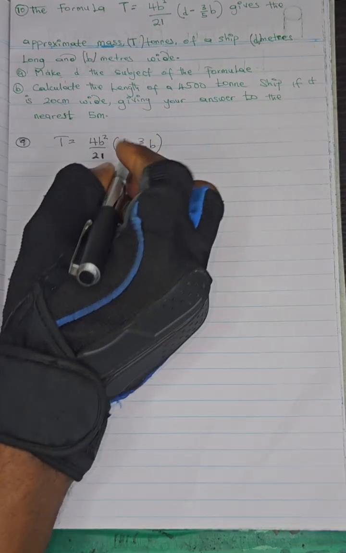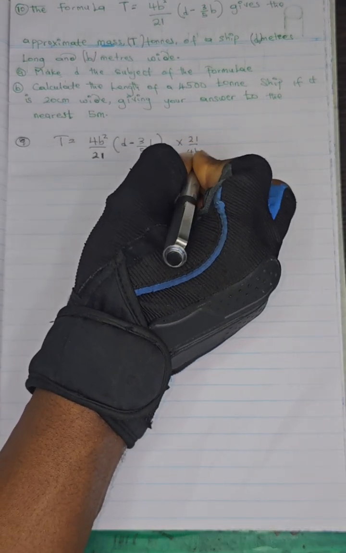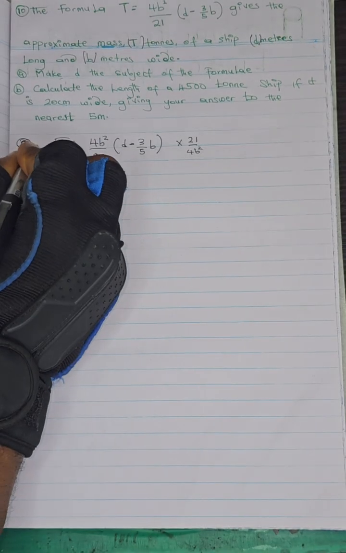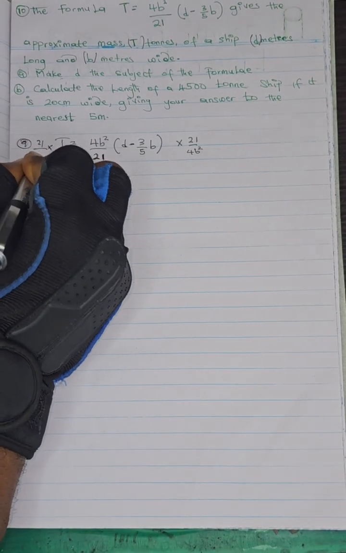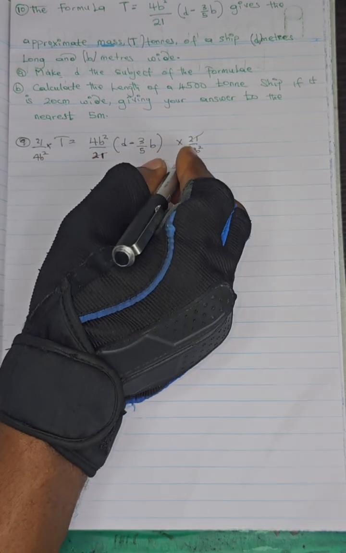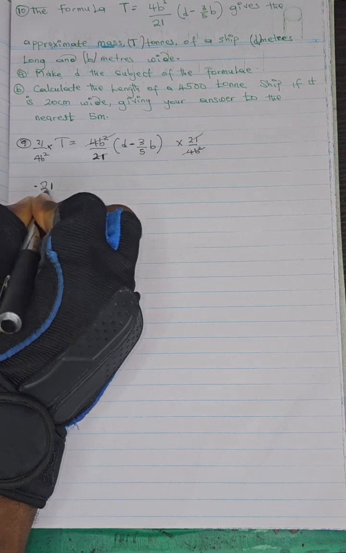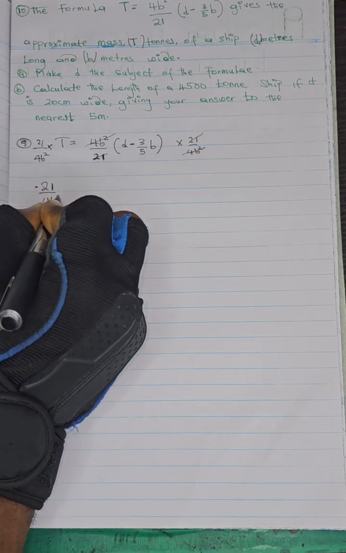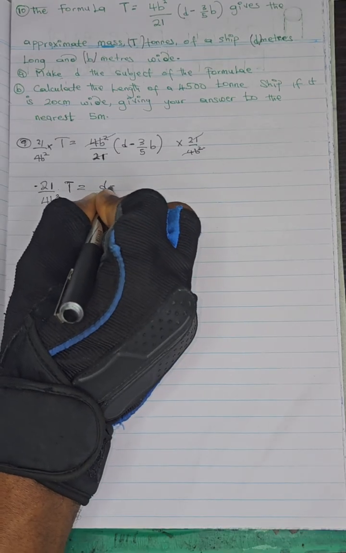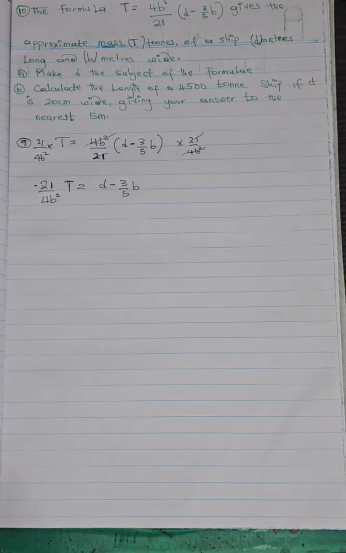We'll multiply this equation by 21 over 4b squared, just to make this cancel out. By the time you do that, 21 will cancel 21, and 4b squared will cancel 4b squared. So here we have 21 over 4b squared T is equal to d minus 3 over 5b, right?